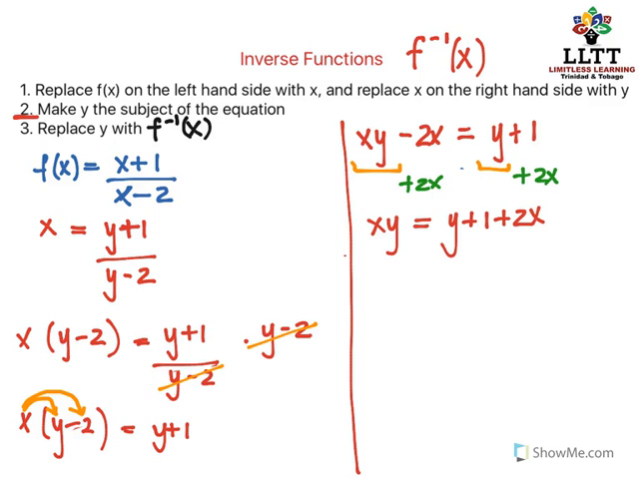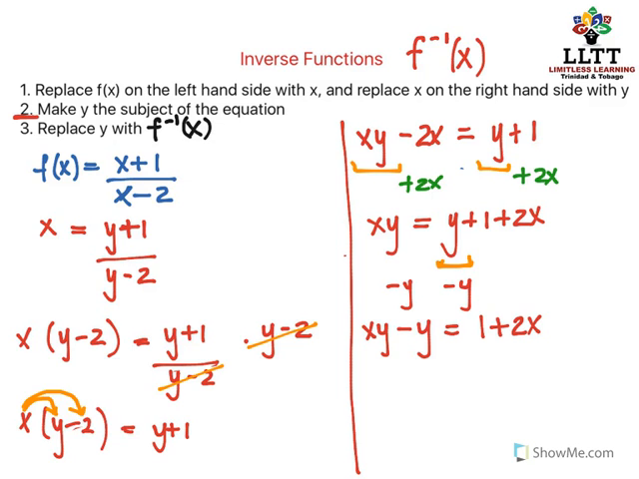Now, I want all my y's on my left side. So everything that's y on my right hand side, I need to get rid of. So there's a y here on my right hand side, and this is positive y. So to get rid of that y, I'm going to take y from both sides. So on my left hand side, I now have xy minus y. On my right hand side, I have y minus y is 0. 0 plus 1 is 1, so that's 1 plus 2x on my right hand side.